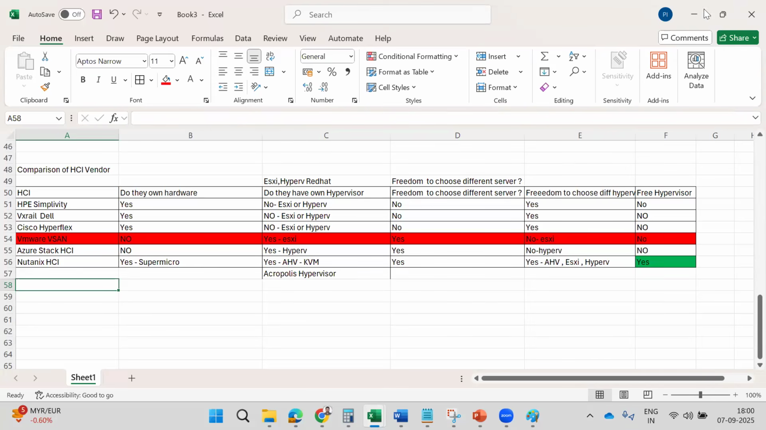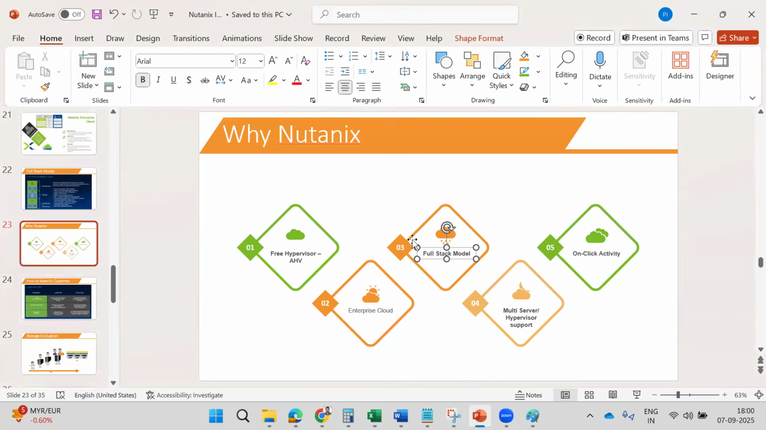This is how Nutanix sells or markets their product: as a full stack model. You don't need to look for a third party vendor here. Everything you get from Nutanix. That's the beauty of Nutanix HCI. Multi-server, yes, we support HP, Dell, Cisco, IBM, Lenovo, Fujitsu. A lot of servers we support.